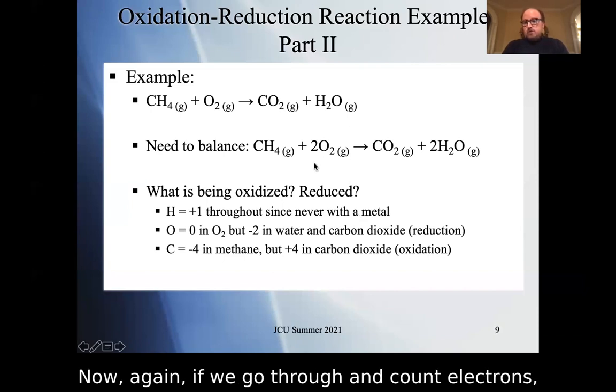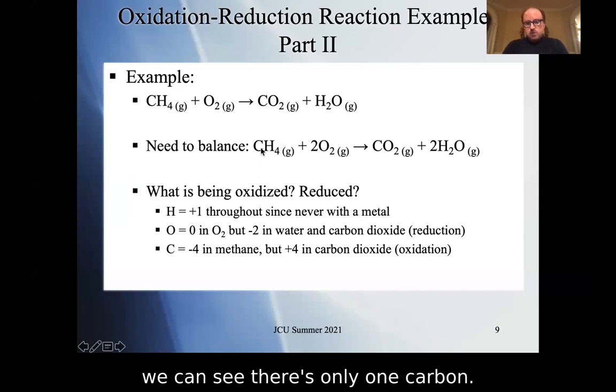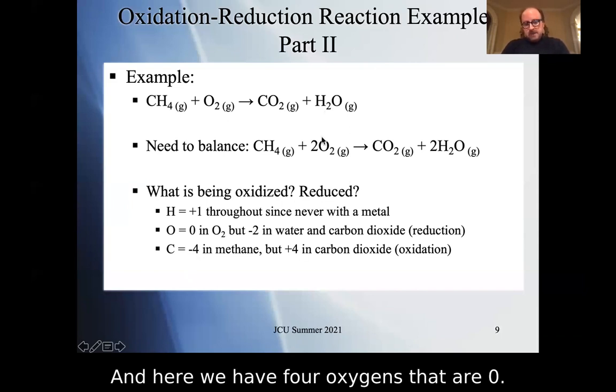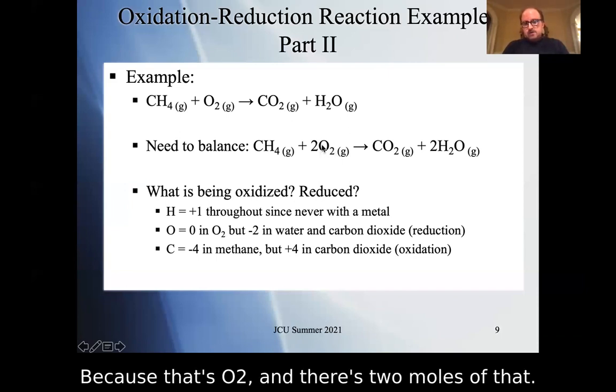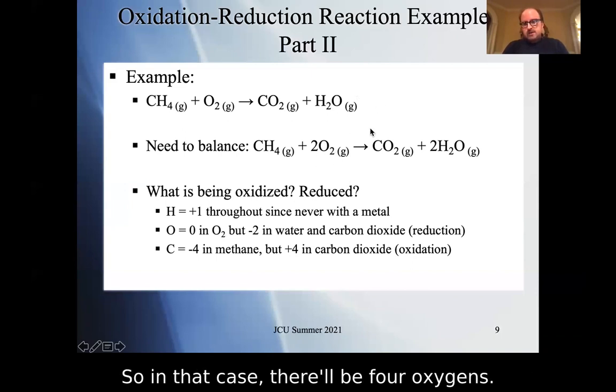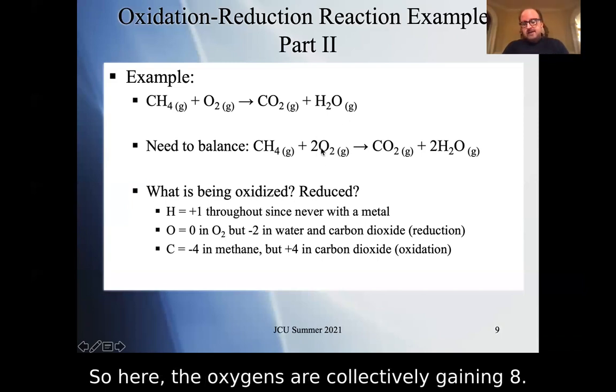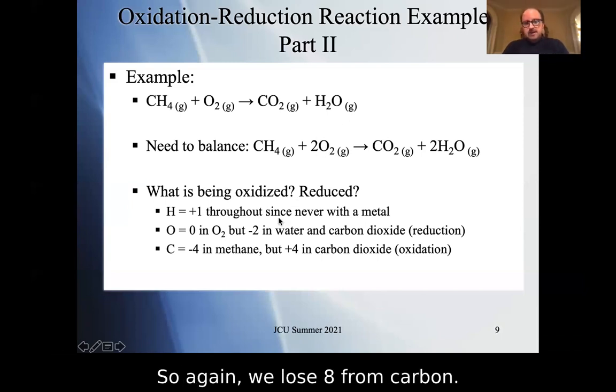Right, now again, if we go through and count electrons, we can see there's only one carbon. So it goes from -4 to +4, which is 8. And here we have 4 oxygens that are 0, right? Because that's O2 and there's 2 moles of that. So in that case, there would be 4 oxygens. Again, 4 oxygens on the product side, each of those is -2, right? So here the oxygens are collectively gaining 8, right? So again, we lose 8 from carbon, the oxygens are gaining those 8, but it's not all in one atom, it's across 4 different atoms.